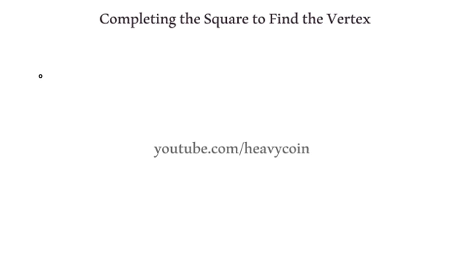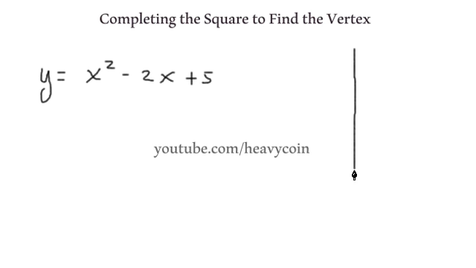If I'm given, for example, y is equal to x squared minus 2x plus 5. And the idea here is we want to be able to graph this thing. And if we know where the vertex is located, well, that helps out a lot. So this is the pattern that we need to take in order to find the vertex.